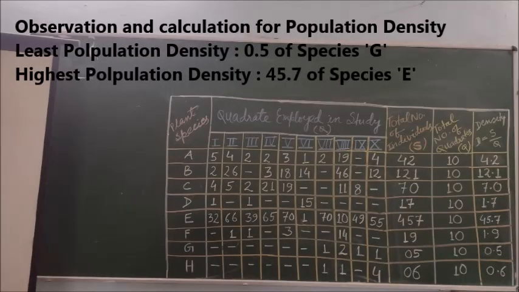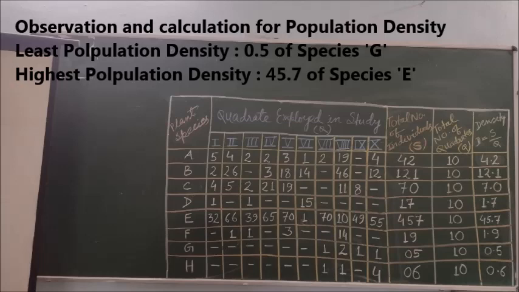Now here you can see the observation table for calculation of population density. First of all, we should know how population density can be determined. Density is equal to the total number of individuals of the species in all the sampling units, denoted by S, divided by the total number of sampling units studied, that is Q, meaning quadrats. So here we have studied how many quadrats? 10 quadrats, and the total number of different species we are getting here is 8.